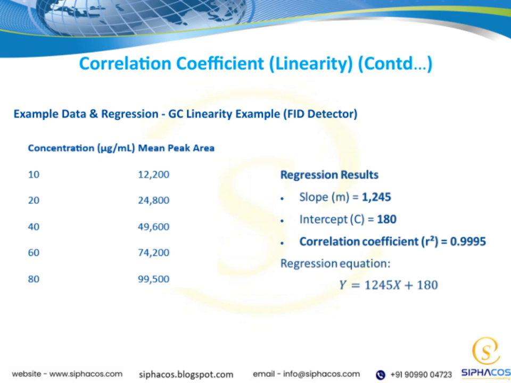When the correlation coefficient approaches 1, it indicates a very strong linear relationship. Ultimately, this example illustrates how we validate our system's performance and ensure consistent, accurate results in our analyses. Keeping an eye on the correlation coefficient helps us confirm that our method remains robust and reliable throughout our testing.